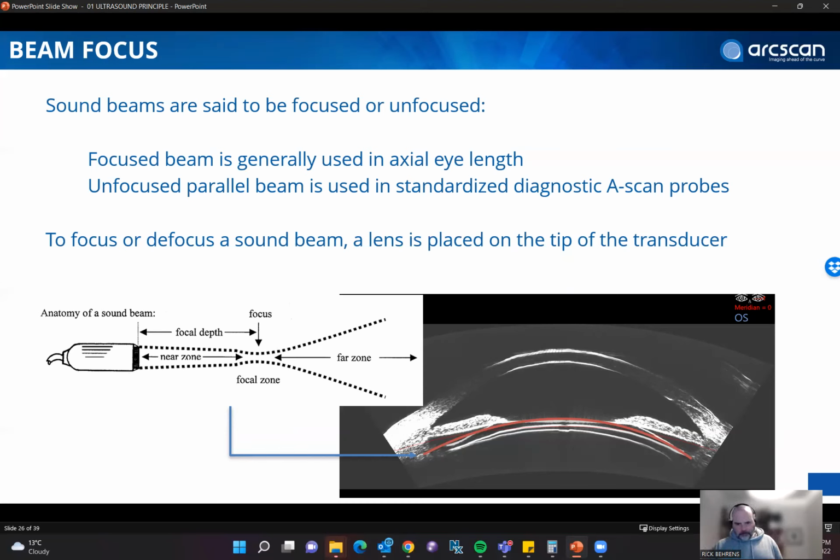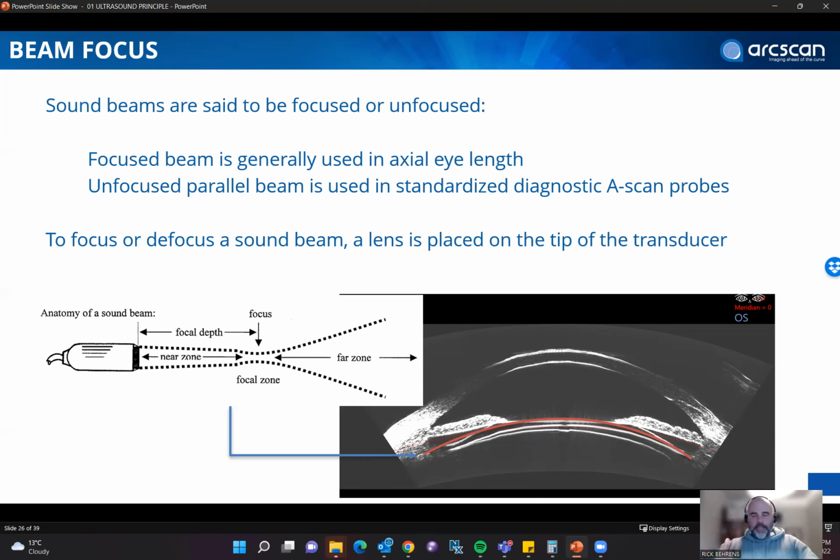Every single probe has a focus area for the sound beam. This focus is pretty much where the maximum resolution of the beam is created, where we can get the best visualization. So we should be mindfully placing the focus on the area that we're going to evaluate.